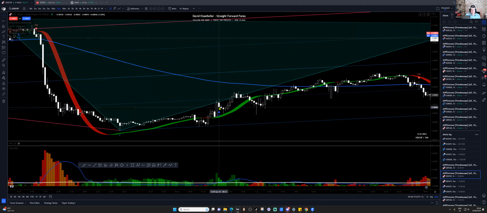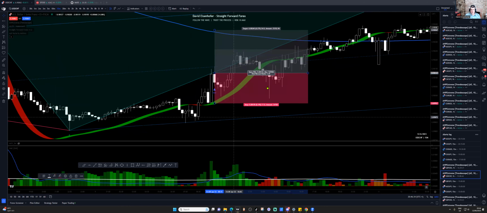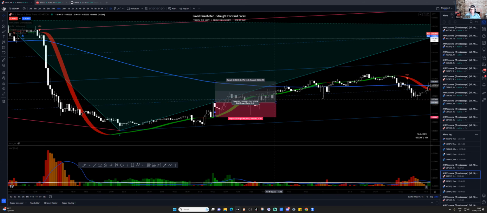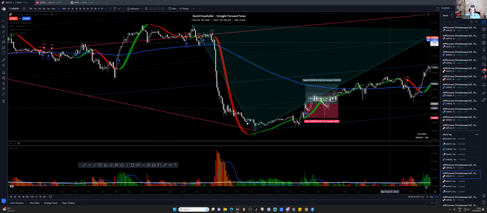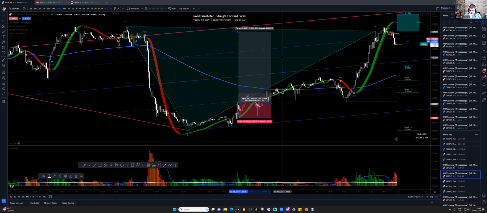So yeah, you'd be a buy there. Stop at the bottom of the previous candle, or wherever the line indicates. Well, made it to there, so 1 to 5.8.